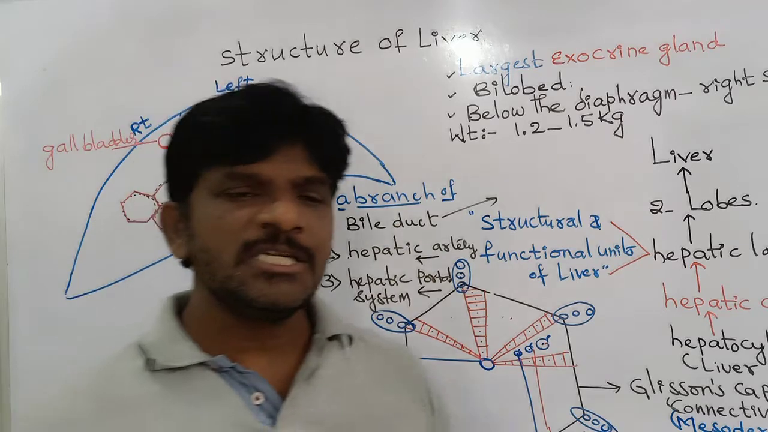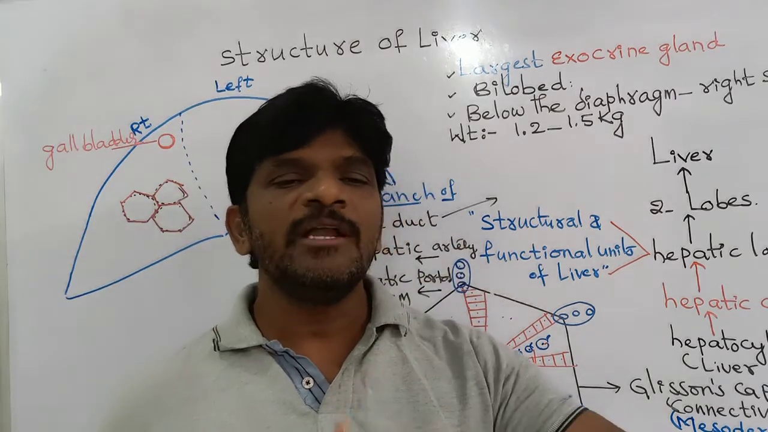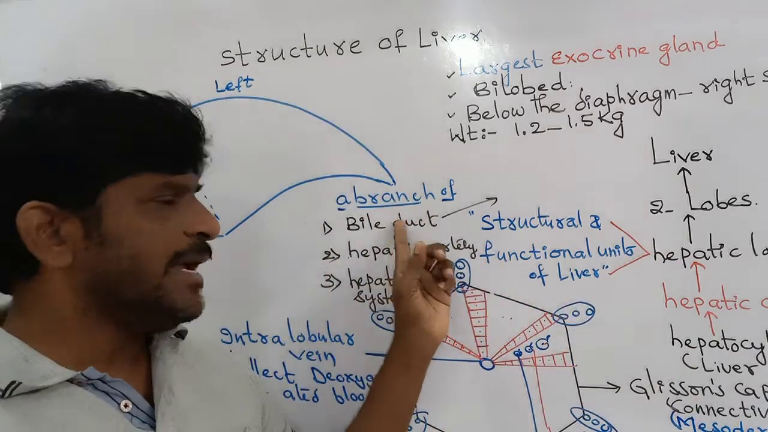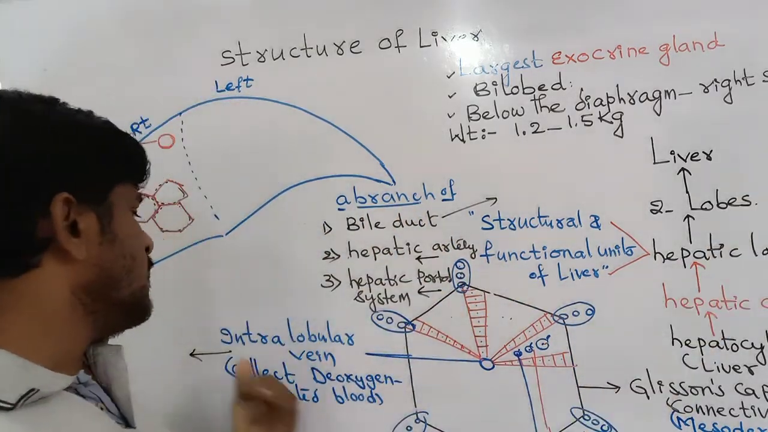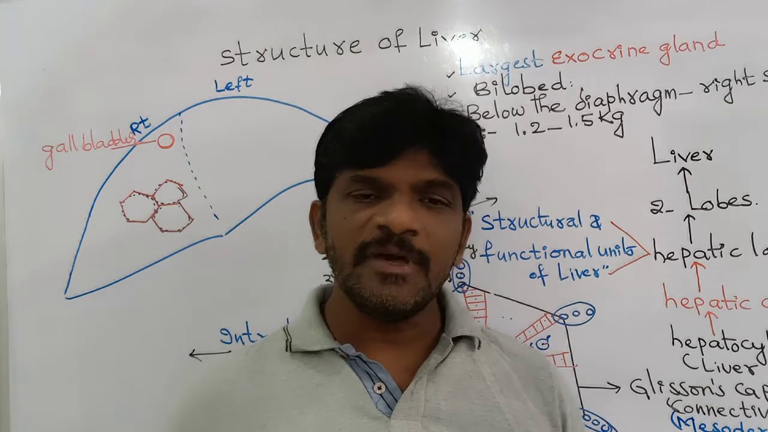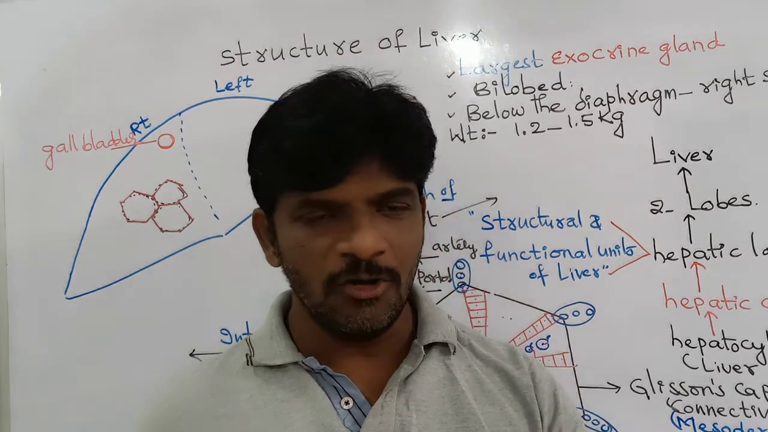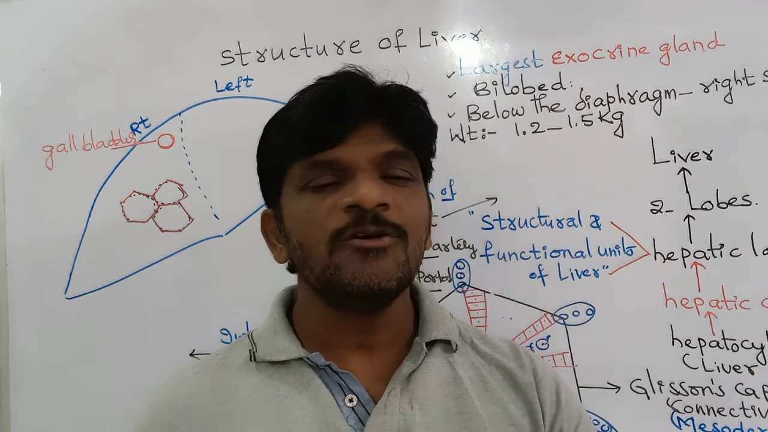And one more, one bile duct. The secretion of the liver is bile juice. Bile juice has to come out, entering into the alimentary canal. That is why the bile duct emerges out. And one more, the intralobular vein. This is the vein which collects the deoxygenated blood from the liver and carries it to the heart. Therefore, two are entering, two are exiting.